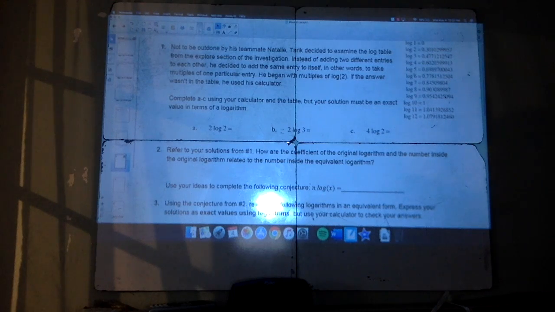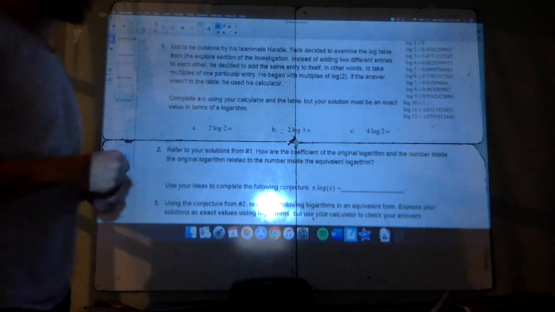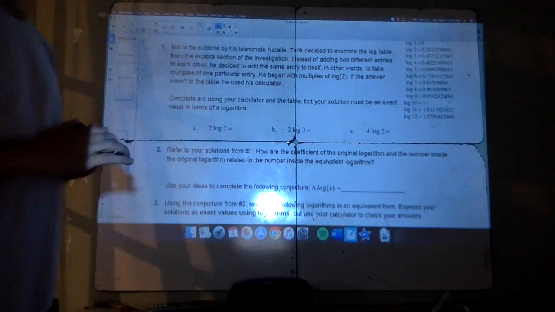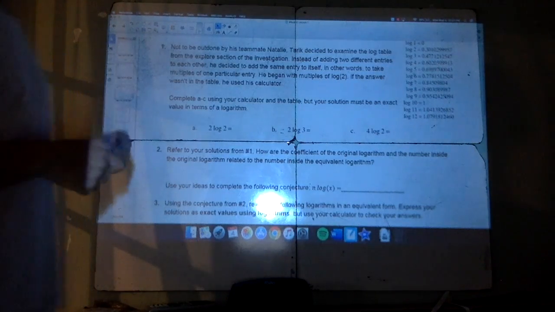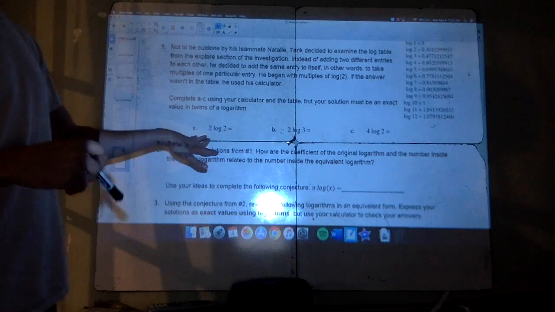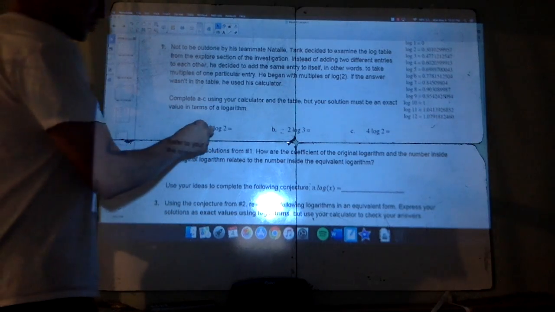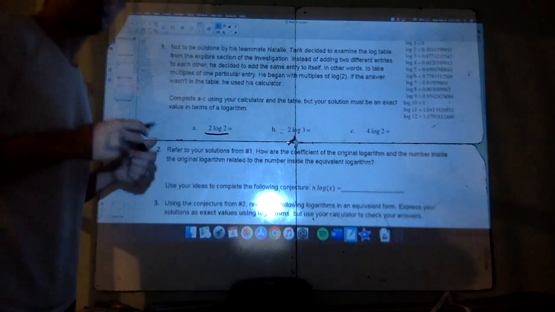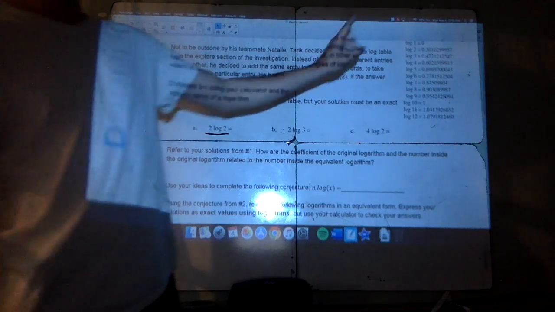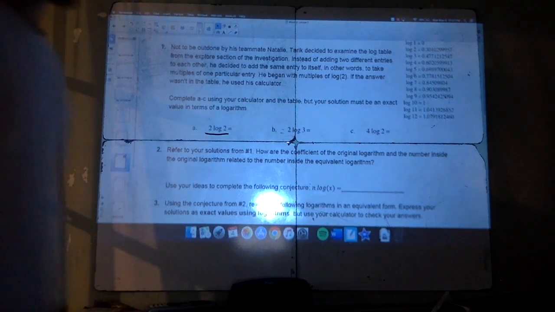So we're going to do some more calculations with this. We're going to use that table to look for some more patterns. So we're going to start with this. I want you to just type 2 log of 2 into your calculator. And where do you see that on the table?